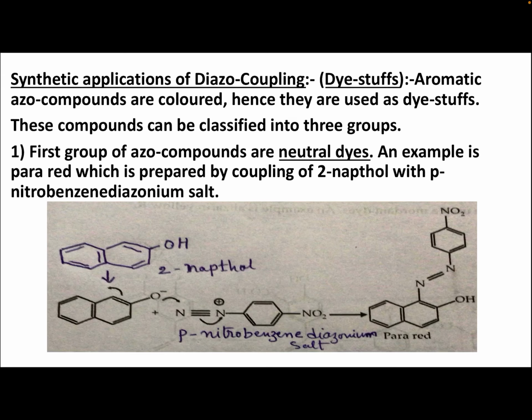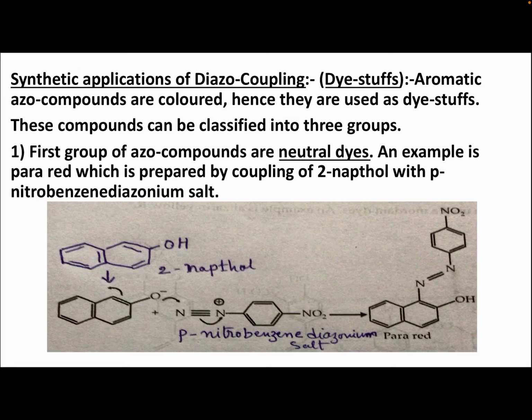Synthetic applications of diazo coupling. Dyestuffs. Aromatic azo compounds are colored, hence they are used as dyestuffs. These compounds are classified into three groups. The first group of azo compounds are neutral dyes. What is a dye? A dye is an organic or inorganic compound which adheres to the fabric in such a way that it is fast to normal washing. That means even if you wash it, it does not get washed off. That is known as a dye.